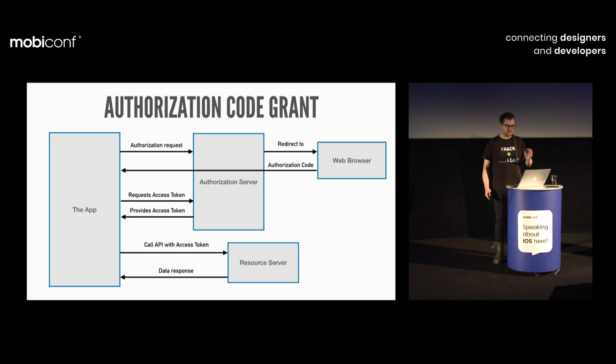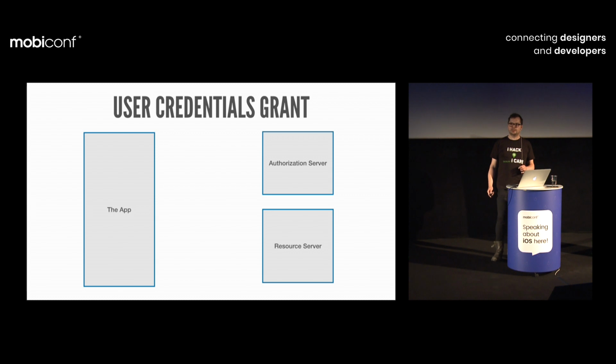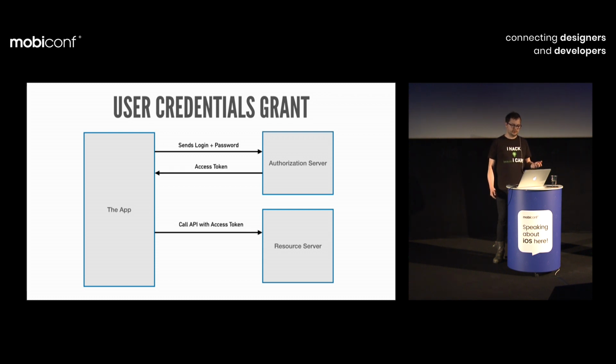But this redirecting to a browser may be a little cumbersome, so there is also a simplified grant. It's called user credentials, and it's recommended for first-party apps. So if you are, for example, Twitter, and you build your Twitter app, you don't have to dance between the web browser and the app, because users know this is the legit official app. So in that case, you can make it much simpler. You just get the login and password from the user in the app, send them to the authorization server, get the access token back, and make API calls as usual.